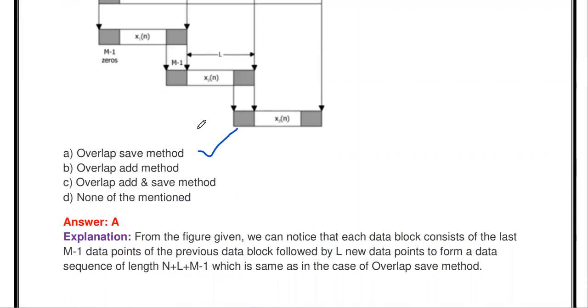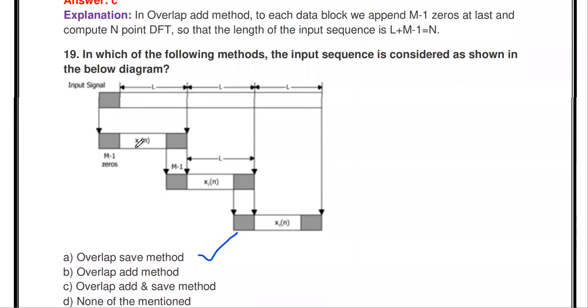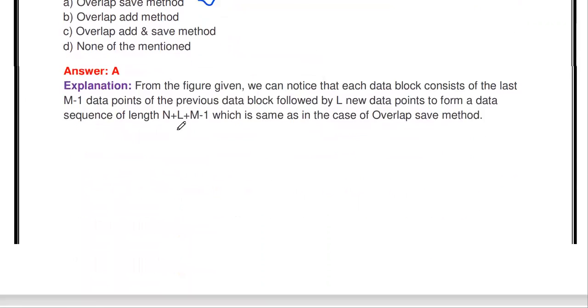This is an overlap save method. So in the overlap save method, x1 of n, x2 of n are designed by first m-1 zeros followed by the new L data. In the second sequence, the m-1 data of the previous block are followed by the L new data. Okay, this is the overlap save method.